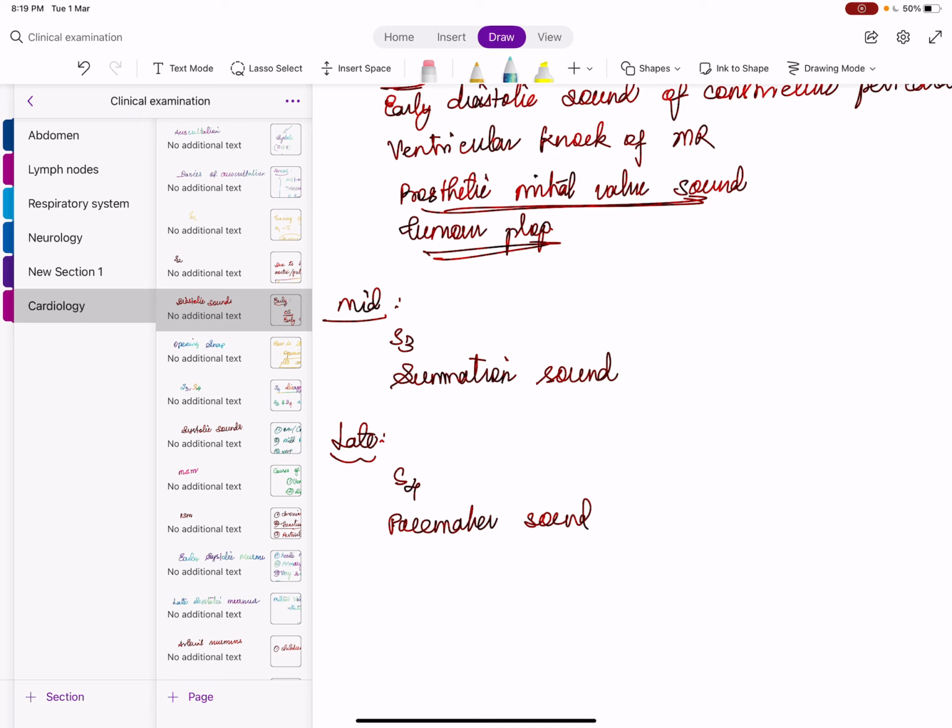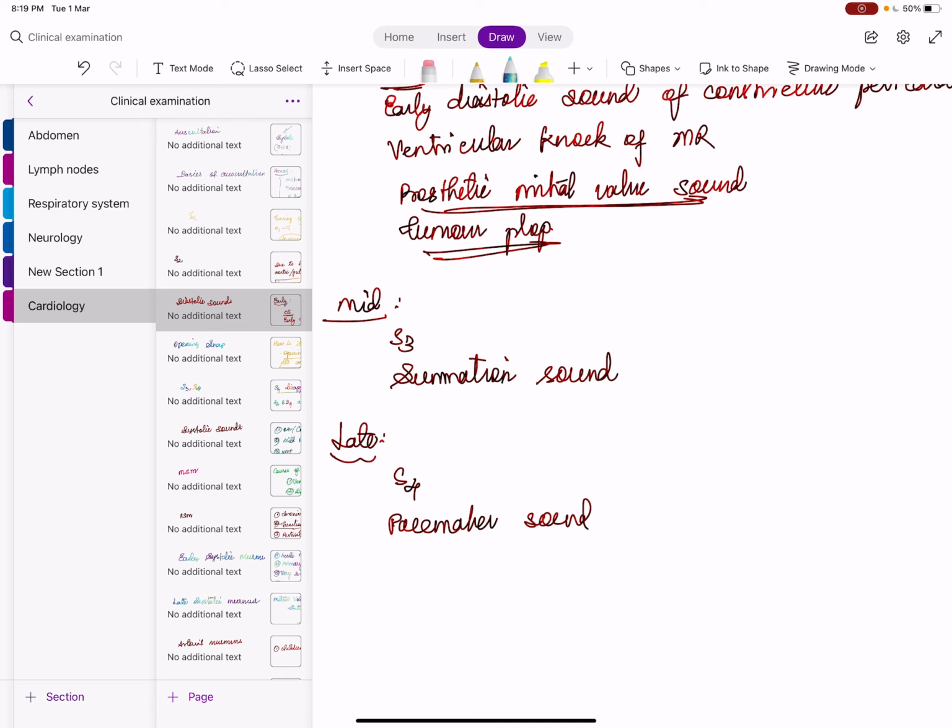Another simple technique is there. Take a deep inspiration, P2 should increase. Opening snap is a left-sided sound, so it increases on expiration. Whereas P2 is a right-sided sound, so it increases on inspiration. So how to differentiate P2 and opening snap? P2 increases on inspiration. By the inching method, P2 reduces in intensity, softens towards the apex, and increases on inspiration. So P2, understood?